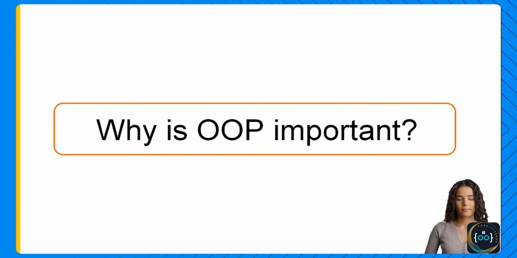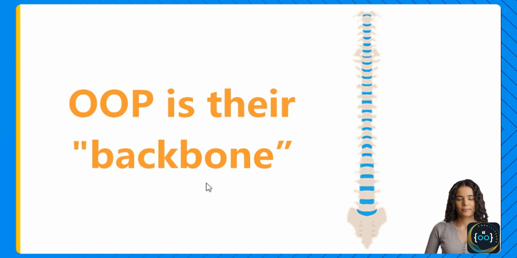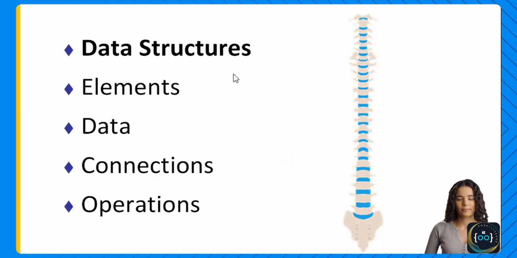Great! After this brief introduction to data structures, you may ask, why is object-oriented programming important to implement data structures? Well, actually, object-oriented programming is sort of like their backbone. Metaphorically speaking, of course, but in reality, it is sort of like the backbone in code. Because with object-oriented programming, we can define the actual data structures themselves, create instances, define their elements, store their data, and represent their connections and implement their operations.